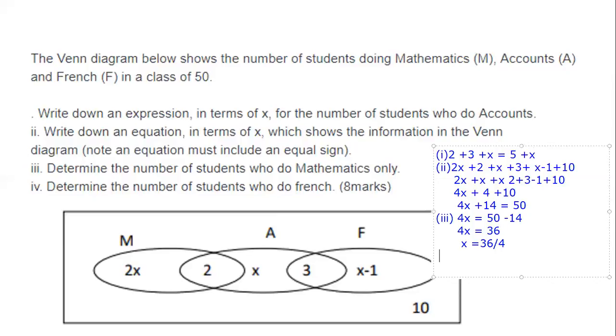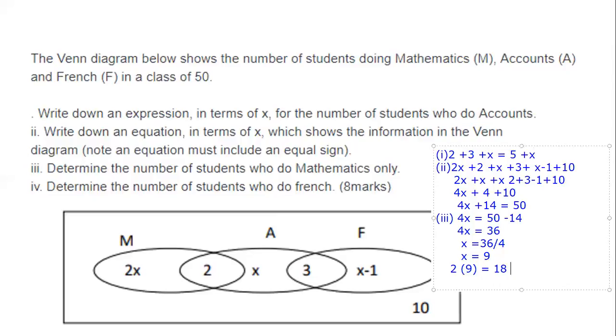And then we find the value of x, which is now 9. But the question asks for 2 times x. We're going to substitute the value of x, which is 9, so that's 2 nines, 18. So the answer to the question is 18. 18 persons do mathematics only. As simple as that, right?